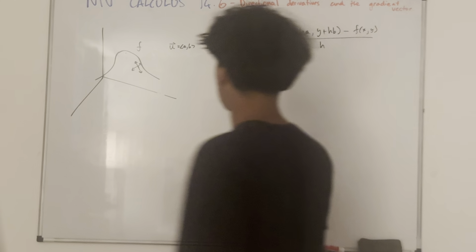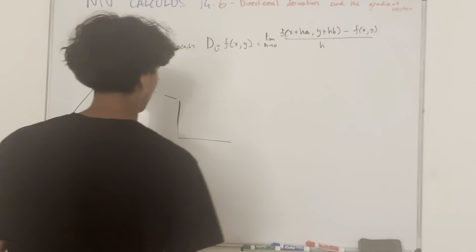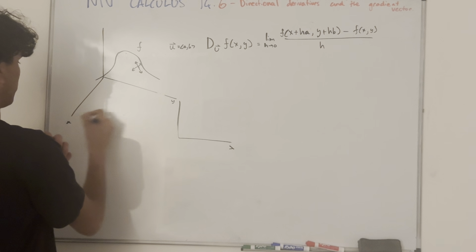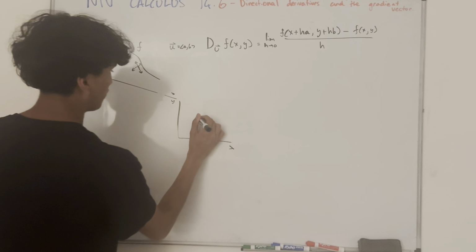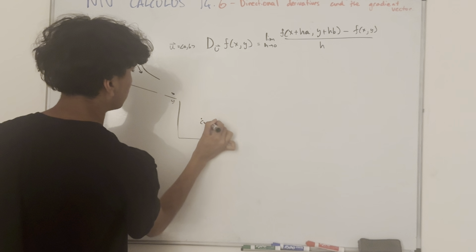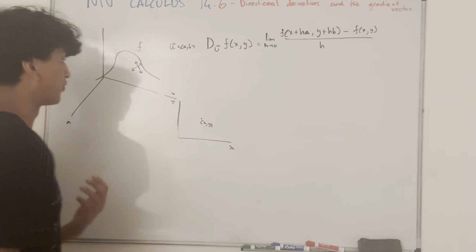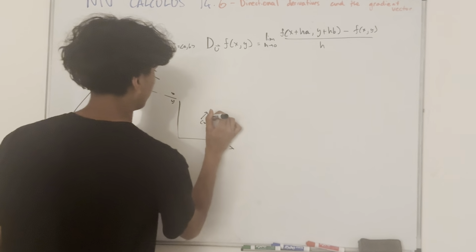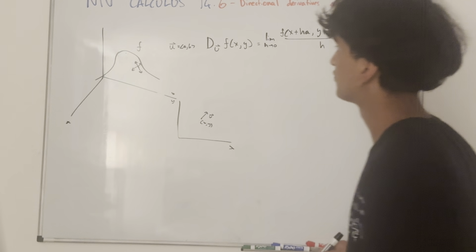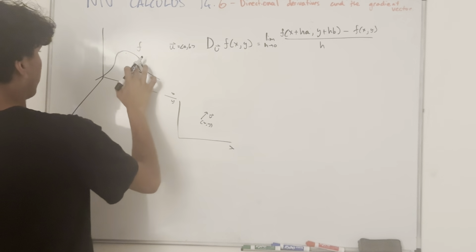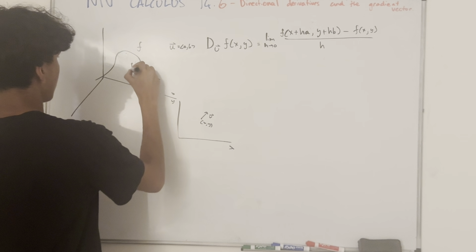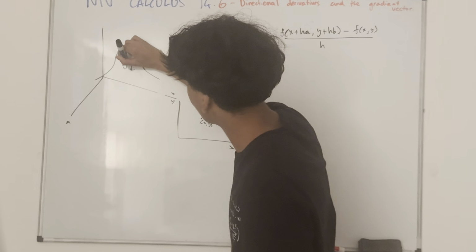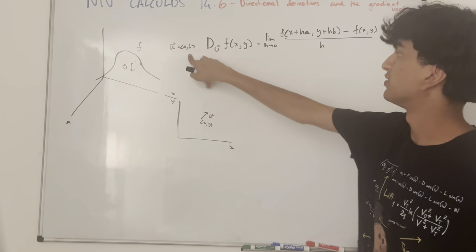Let's say this is our x-y plane, and we're at this point (x, y), and we want to find the directional derivative in the direction of u. Just to give you an idea of what this looks like, if this was my vector u right here, you can see it is not in the x or y direction. It's some arbitrary direction with components a, b.